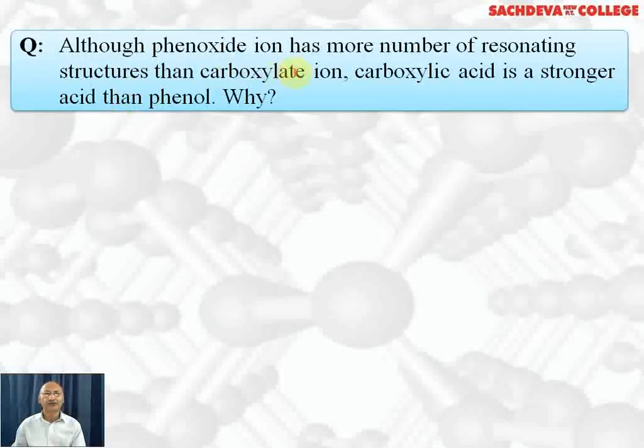Next question: although phenoxide ion has more resonating structures than carboxylate ion, carboxylic acid is a stronger acid than phenol. Why? The reason is that in carboxylate ion, the negative charge is delocalized over 2 oxygen atoms which are electronegative, whereas in phenoxide ion, the negative charge is on 1 oxygen, therefore it is less stable.